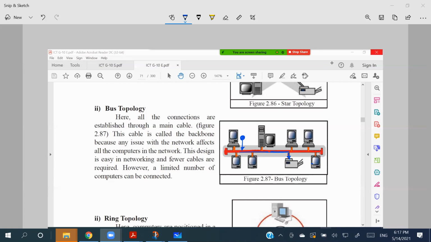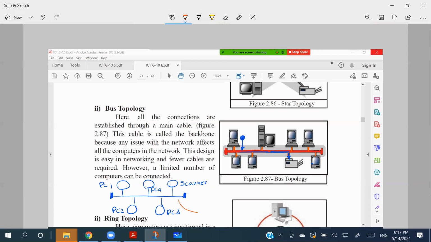So when you are drawing the bus topology, indicate the terminators and you can indicate the devices with circles, right? And it's better you name those things again, like PC1, PC2, PC3, PC4, and let's take this as a scanner, right? And more importantly, name this as the backbone, right? And these particular parts are called terminators.